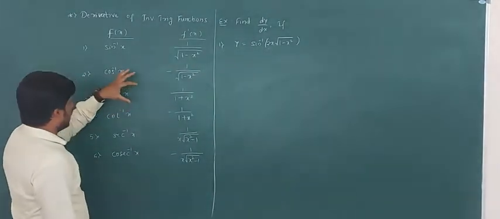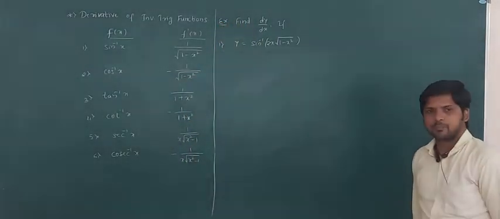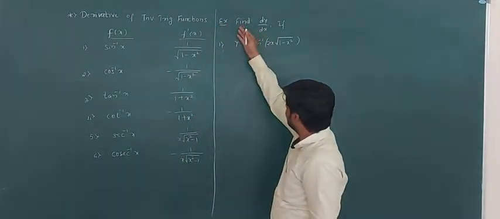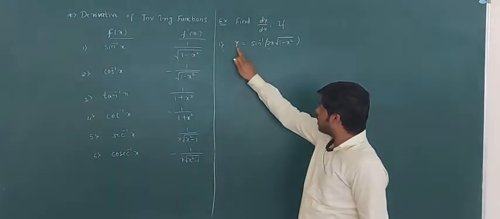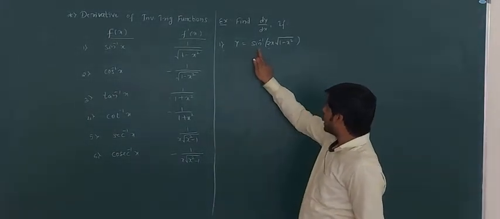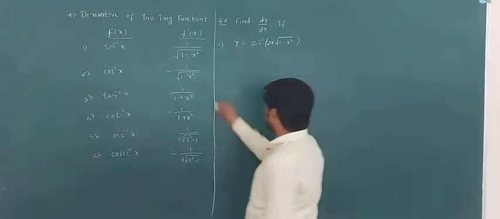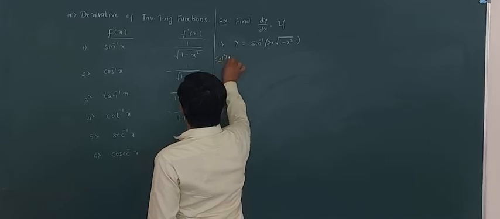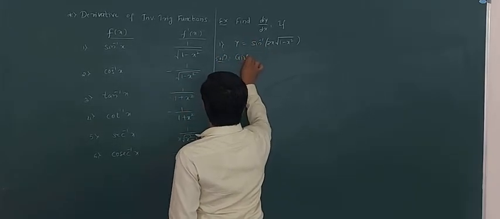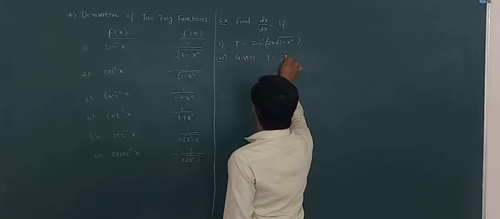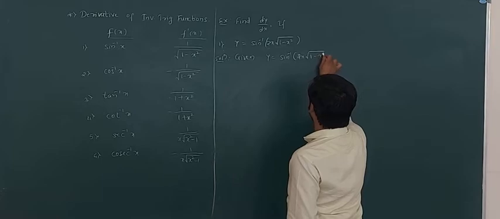By using this, today we will solve some examples, and we have to find dy by dx. First example: y equal to sine inverse of 2x into square root of 1 minus x square. Solution of this example: given y equal to sine inverse of 2x into square root of 1 minus x square.